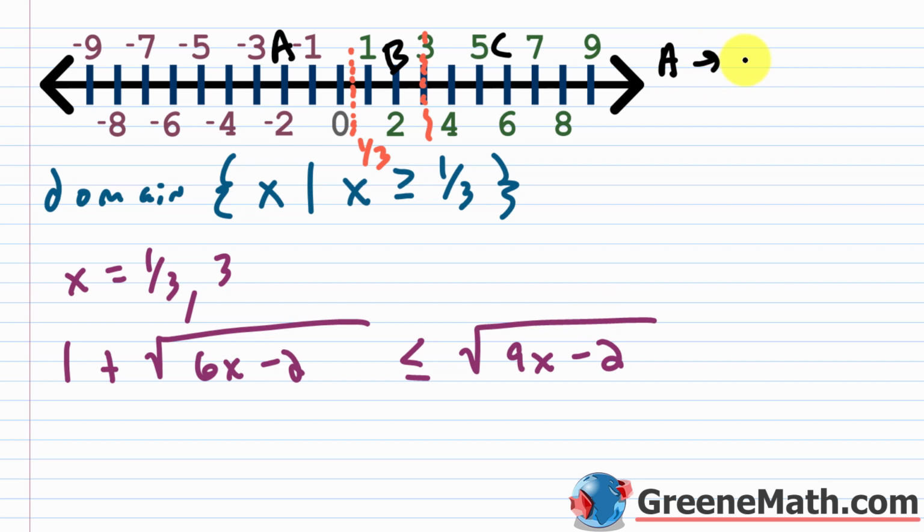So this is an automatic reject. We'll say this is false. Now B and C are open. We don't know. So for B, we have to test that's between 1/3 and 3. And then for C, we have to test that's greater than 3. So let's check that real quick.